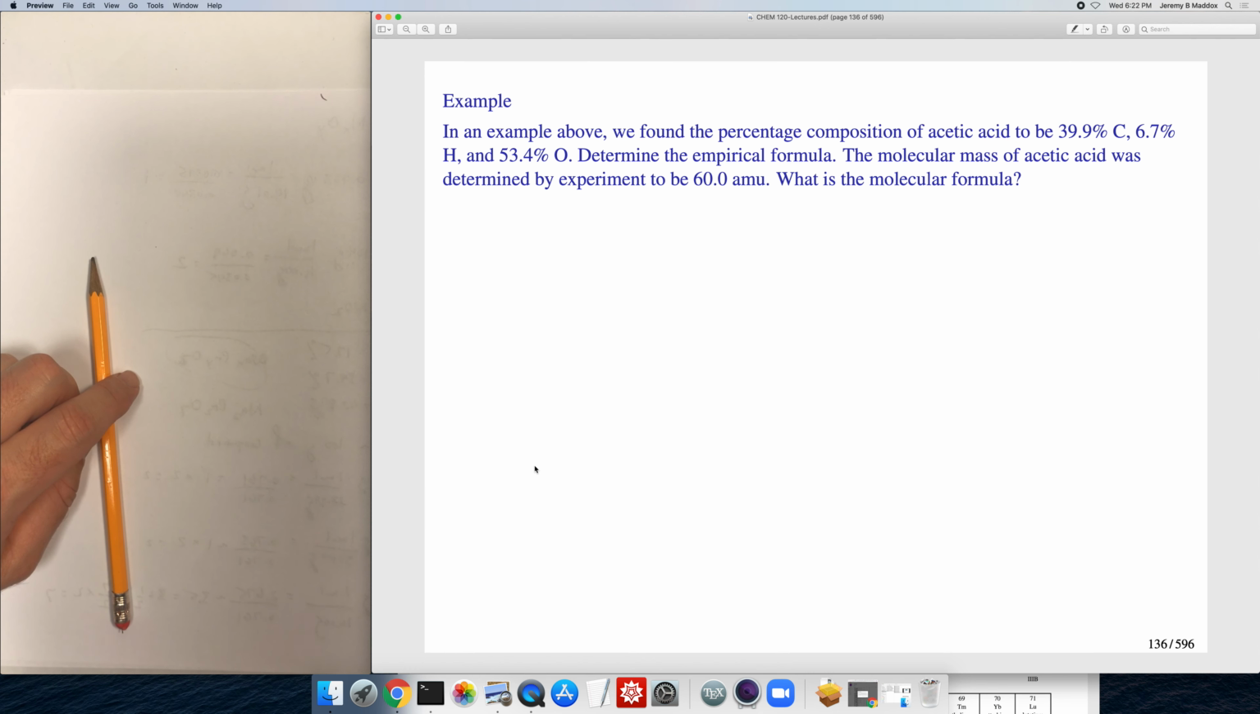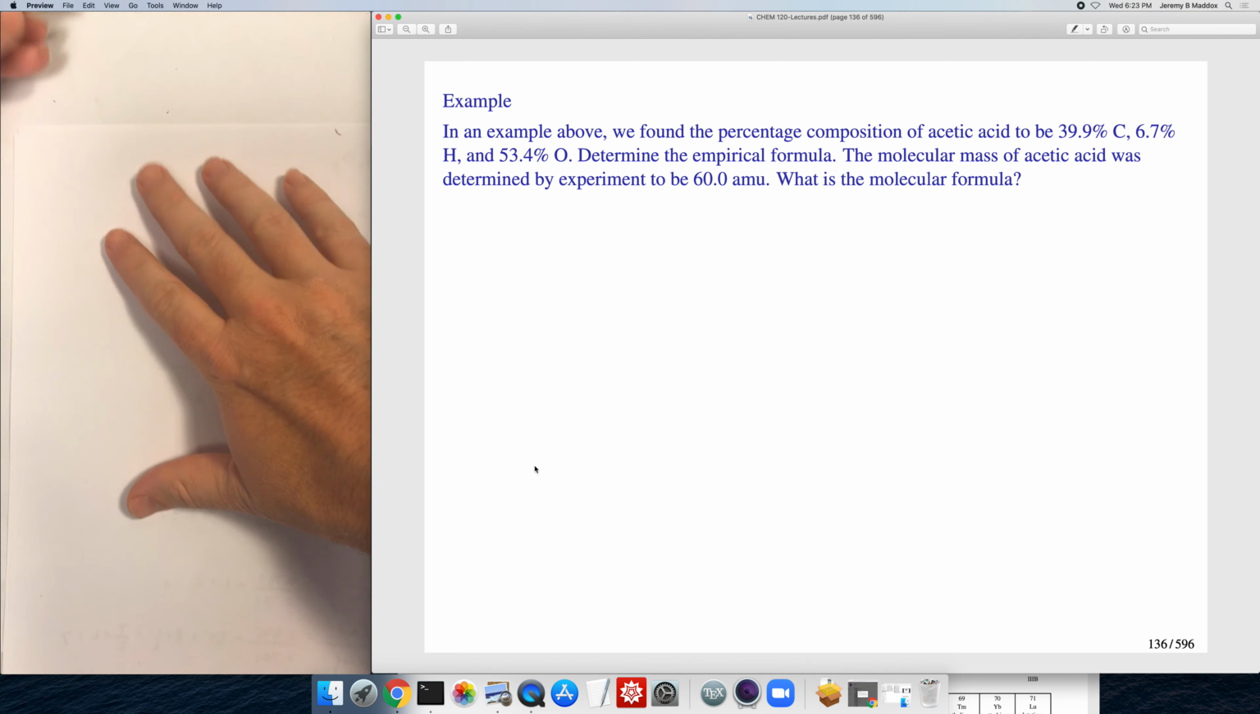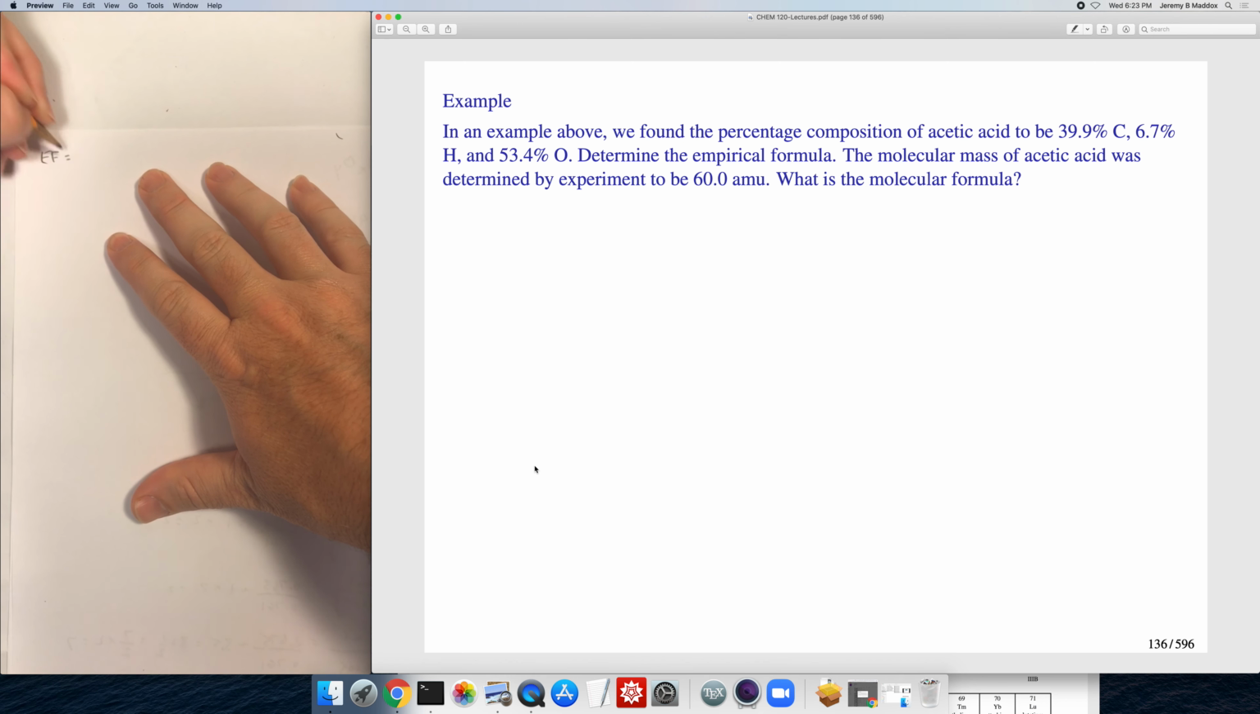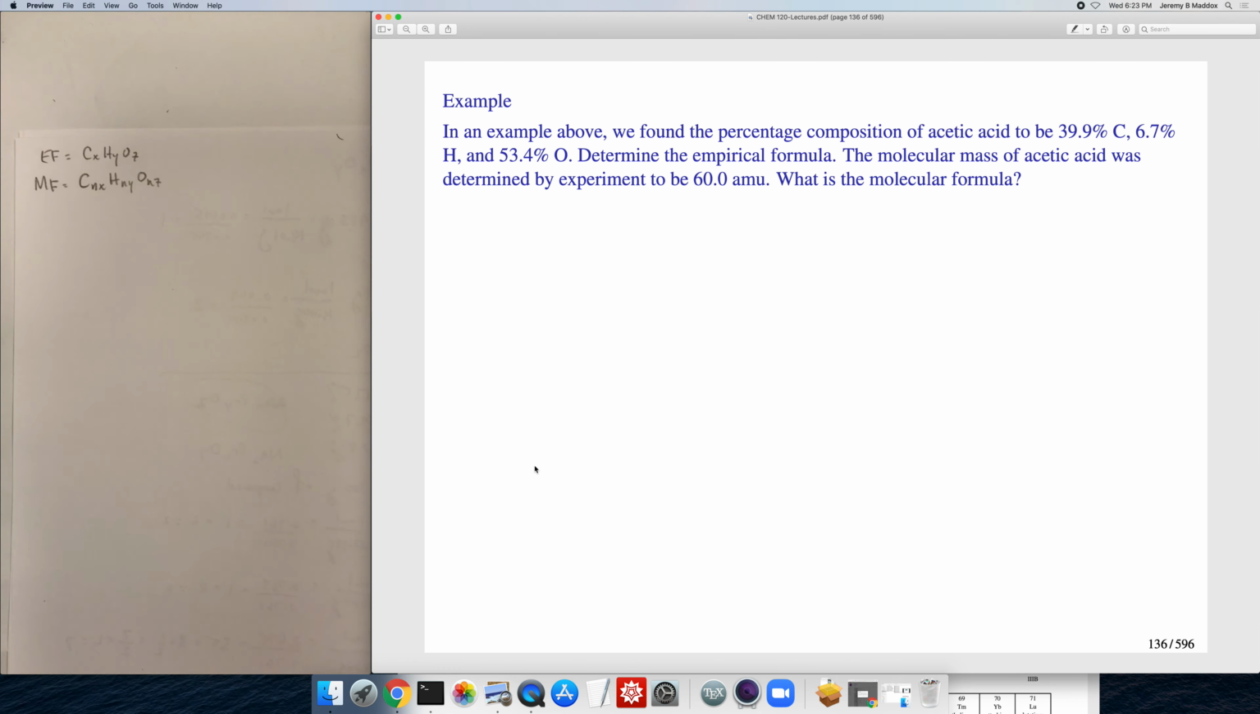And so if you know the molecular mass and you know the percent composition in the empirical formula, then you can determine the molecular formula of the compound. So let me illustrate what we're doing here. The empirical formula for the compound in this problem will be CXHYOZ, something like that. And the molecular formula is going to be similar to that, except there will be some integer n that we multiply all of these subscripts by to give us the molecular formula.